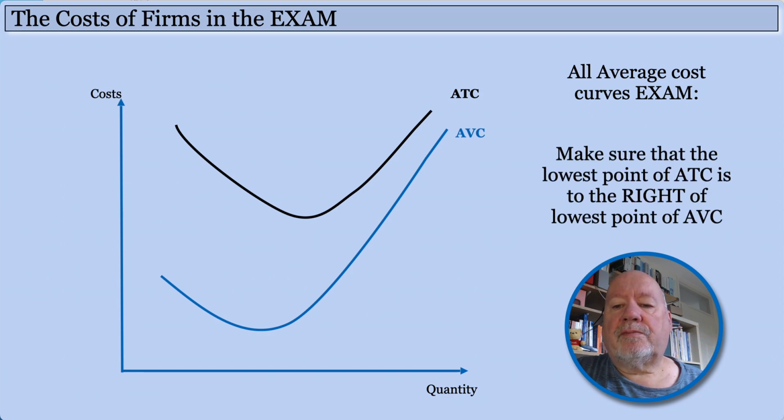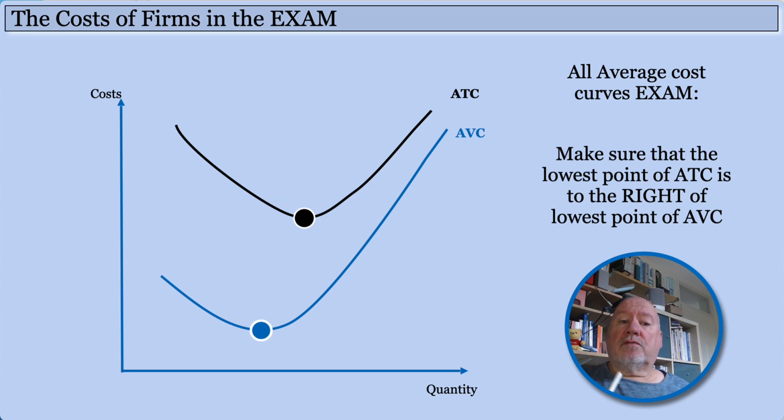And make sure, this is one thing to do, make sure that the lowest point of the ATC, here it is, is to the right of the lowest point of the AVC. In other words, you've got to make sure when you draw them that you draw your average total cost bottoming out a little bit to the right of the average variable cost. That would be something that perhaps the examiner is going to be looking for.